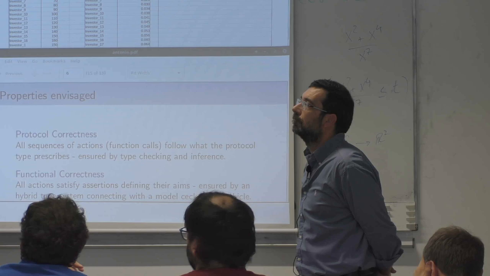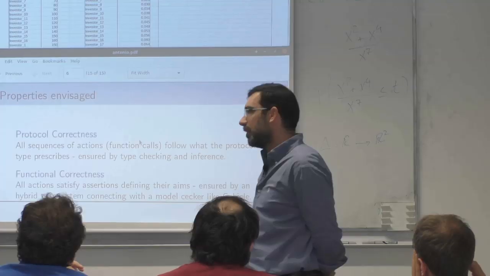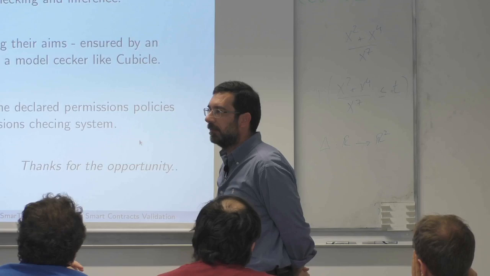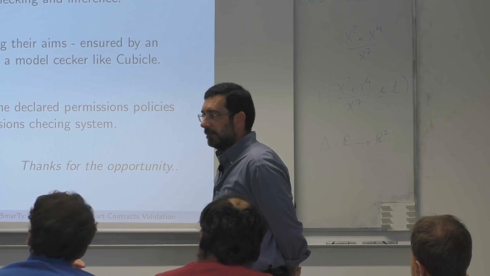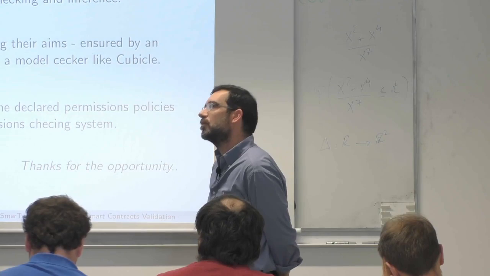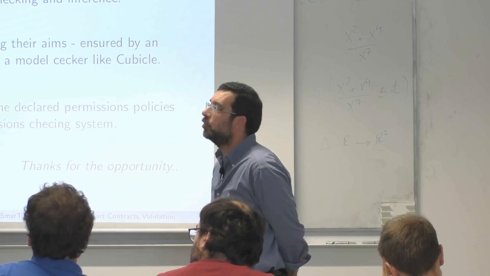Right. So behavioral types are actually context-free. You can express them as context-free grammars. There are several approaches to them, and it depends exactly on the kind of properties you want to express. But I think the most popular approach is to use something like regular languages, finite automata. But for some applications, you need a context-free grammar.